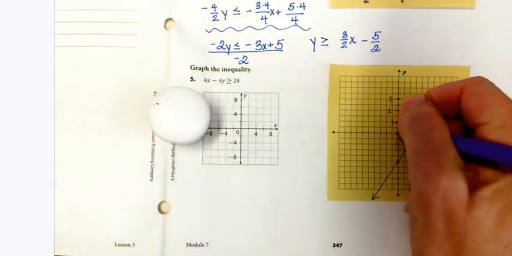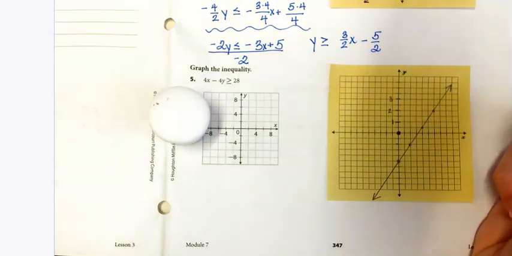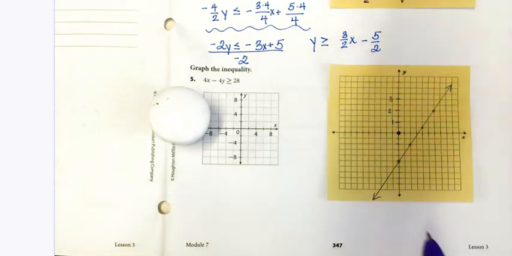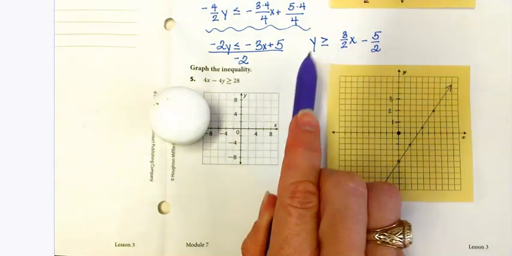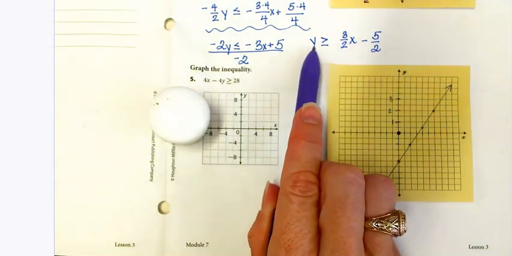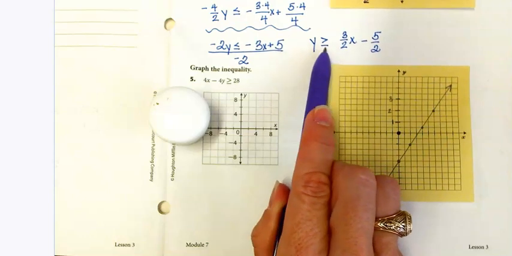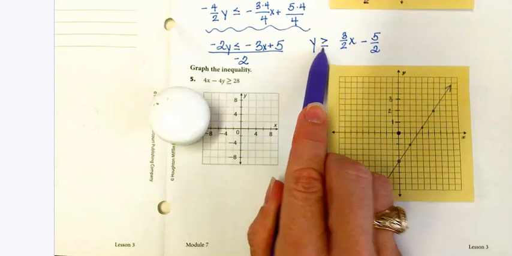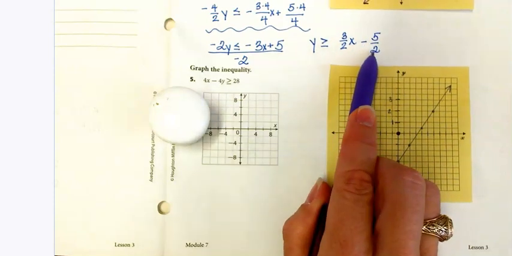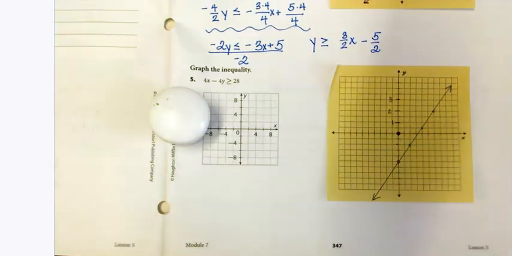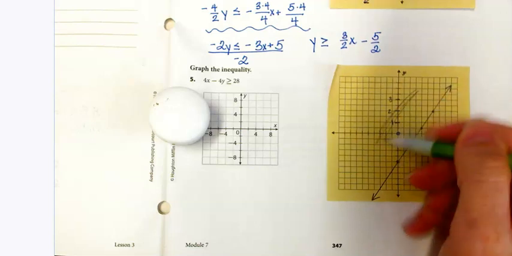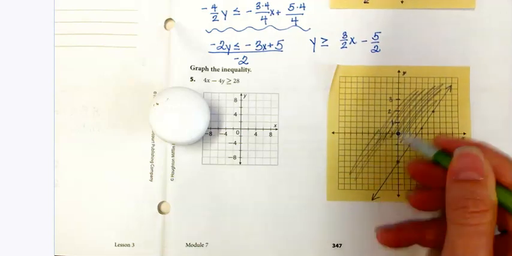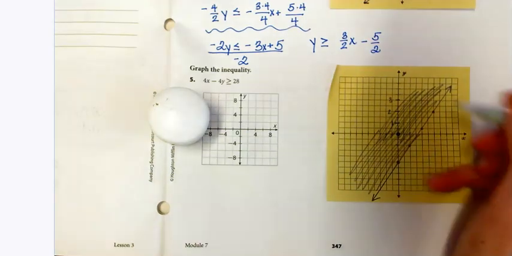I'm going to test again with 0, 0, because that is really a pretty easy point. So that when I put in 0 for x and 0 for y, I get 0 is greater than or equal to negative 5 halves. That is a true statement. So I am going to shade on this side. Okay.